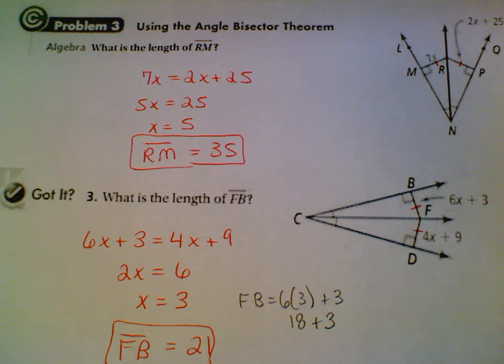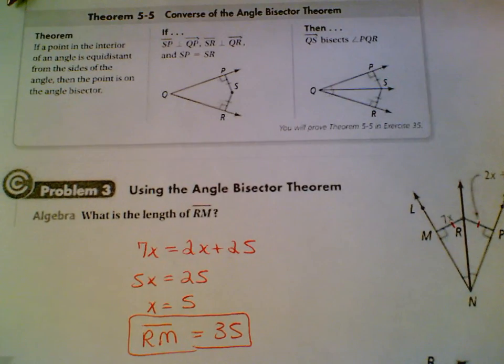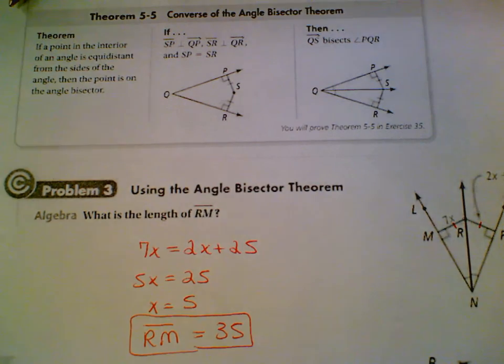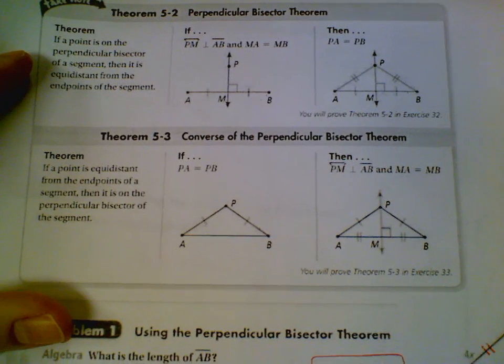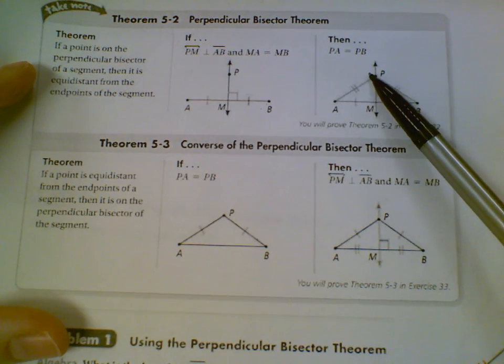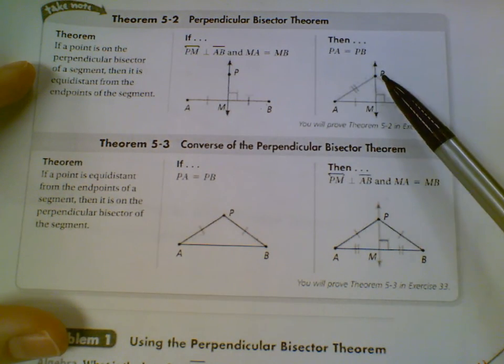Okay, so pretty simple in terms of what the theorems are saying, but the pictures get kind of confusing. So keep in mind that you should have equidistant from the point to the sides of the angle, or you should have equidistant from the endpoints to the point that's on the perpendicular bisector.